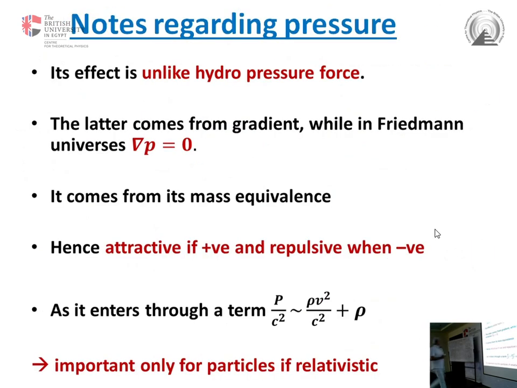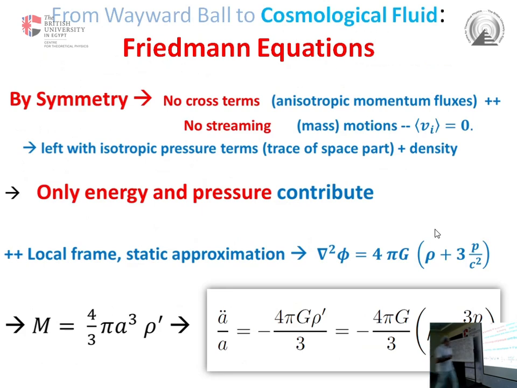Now, notes on hydrodynamic pressure. This is not hydrodynamic pressure in this equation. Hydrodynamic pressure is nabla p, gradient forces. These are not gradient forces. These are relativistic pressures. How do we know they are relativistic pressures? Because it comes as p over c squared exactly, which is rho v squared over c squared. As long as v is smaller than c considerably, these pressures are negligible compared to the energy density. So that's why they only become important for things like photons or fast neutrinos.